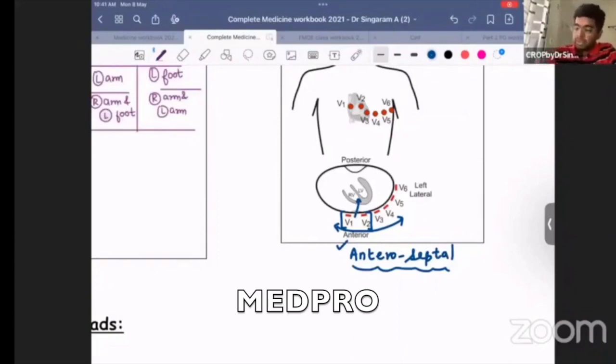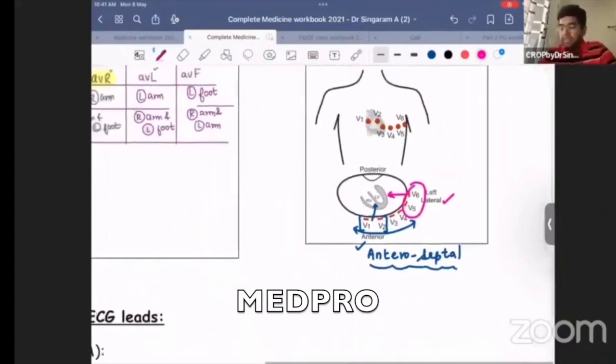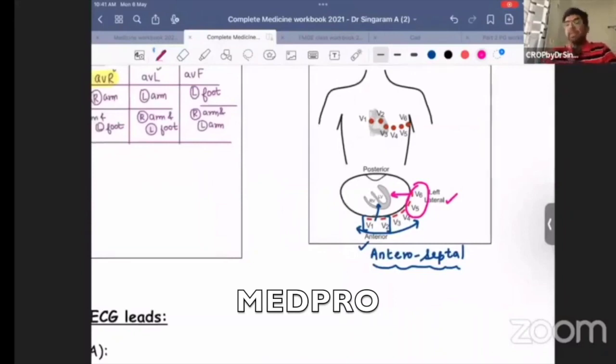Then what are the lateral ones? V5 and V6 are looking at the lateral surface of the heart. So that's why they are called left lateral, or simply lateral chest leads. That is what you have to remember. So V1 to V6, that's the point to be noted. So these are the different types of leads which you should know about.